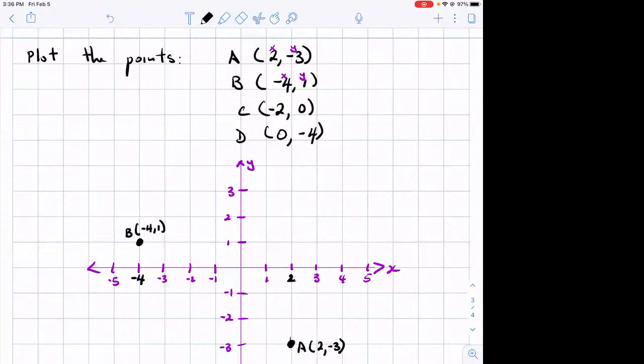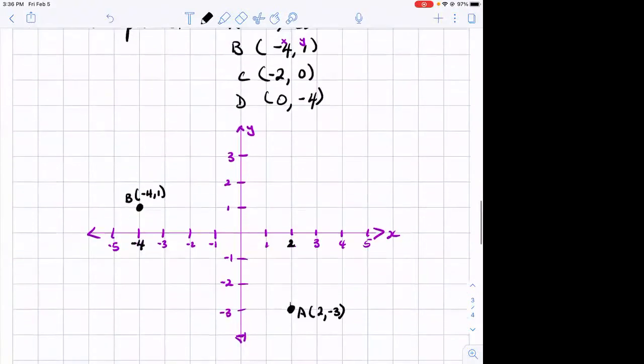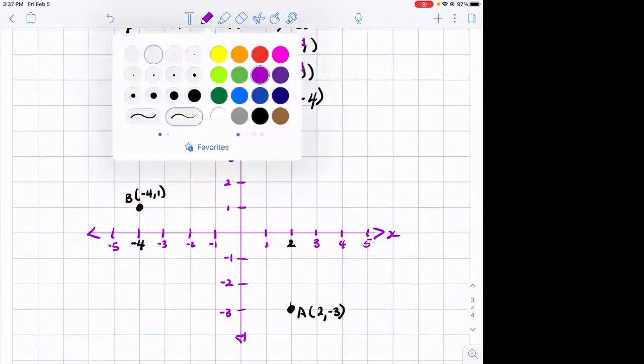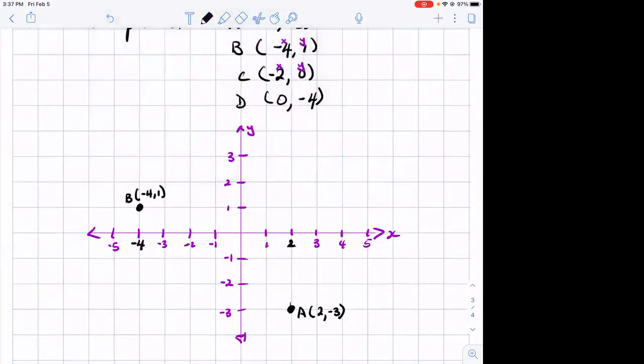Okay? If I look at the point C, remember this is x, that's y. So x is negative 2, sorry. X is negative 2, but then y is 0, so we don't go anywhere, so we stay on the x-axis. This is the point C, which is negative 2, 0.